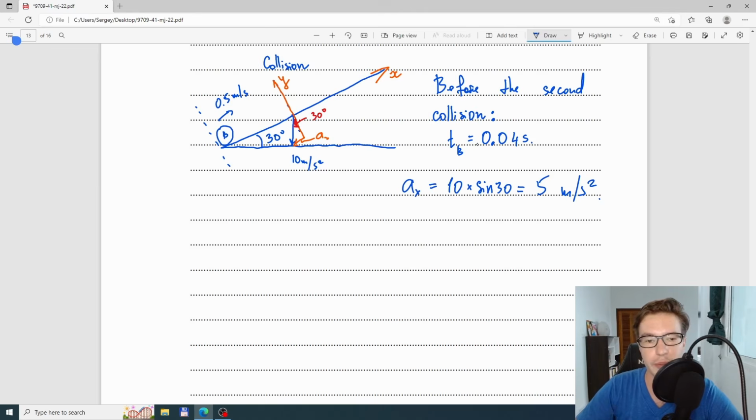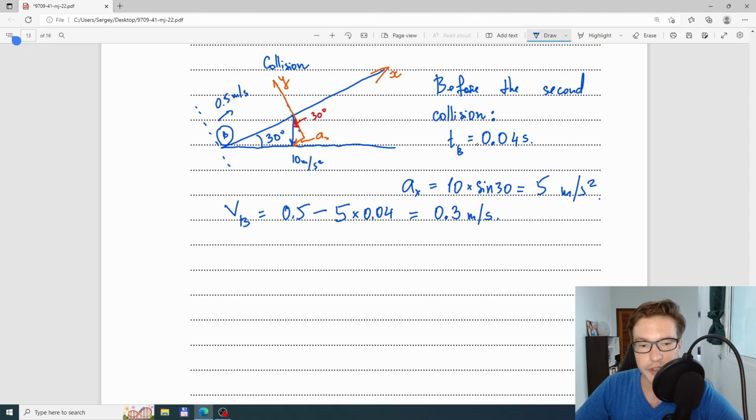Now, this will help me to find velocity of B before the collision. It is going to be initial velocity 0.5. Now, the particle is decelerating because it's moving upwards. So I'll take minus acceleration times time, 0.04. Okay, and I got 0.3 meters per second.